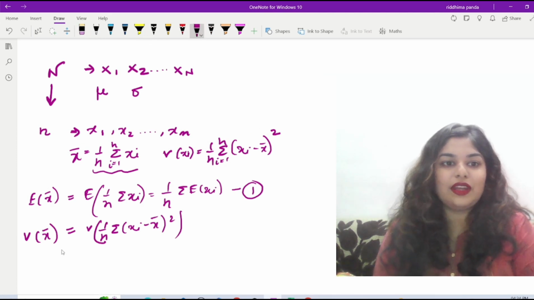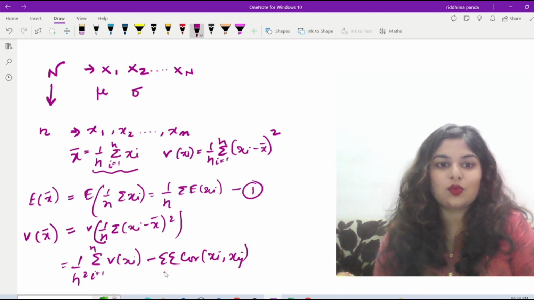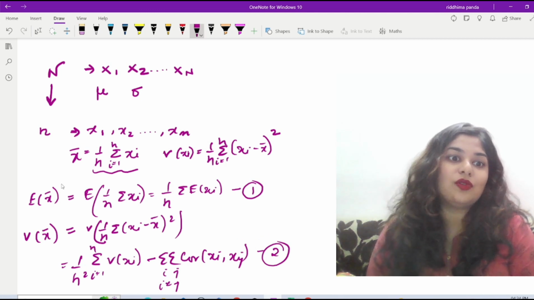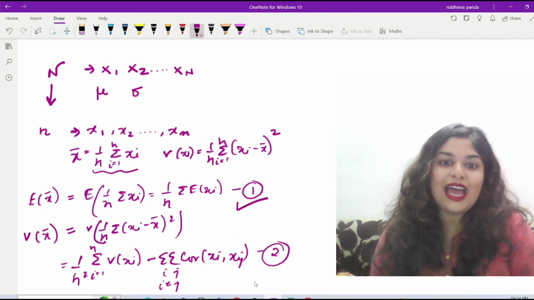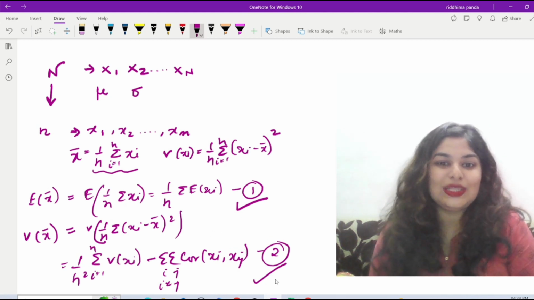Alright, so the formula for variance becomes 1 by n square, summation of i equals 1 to n variance of xi, minus, for xi and xj, since I'm going to take the combination of these two variables, that is the covariance between two variables, there will be two summations, one for i, one for j, with i not equal to j. So this is our second equation. We are going to find the value of this and this with respect to with replacement and without replacement. So let's start with case 1.